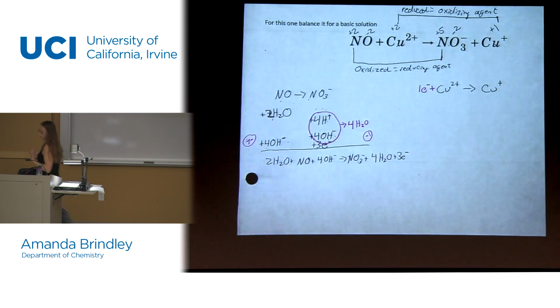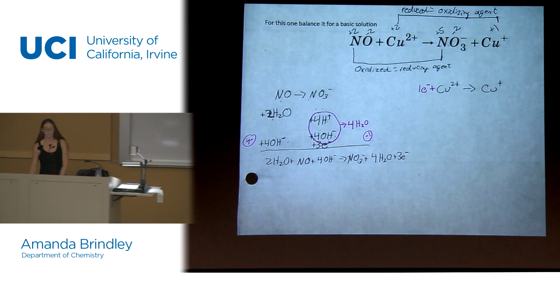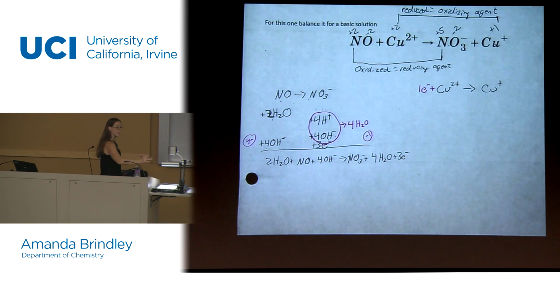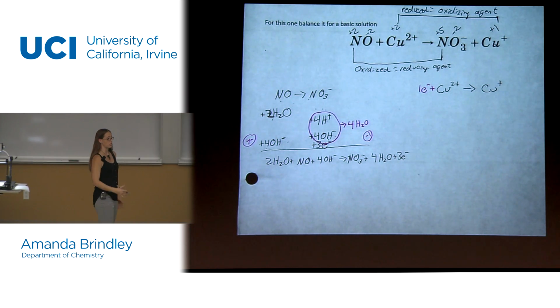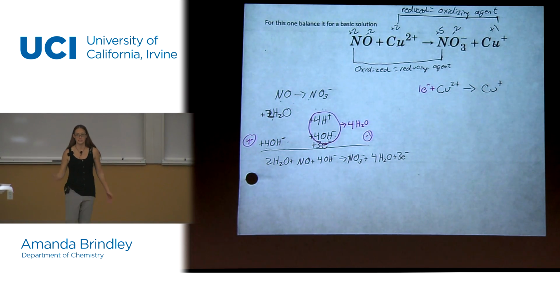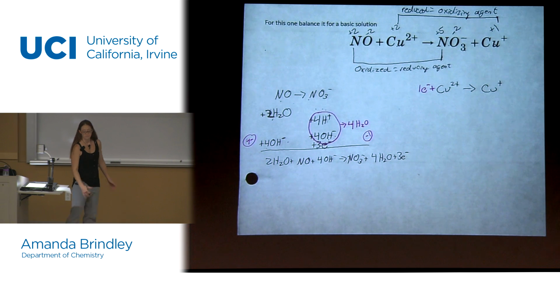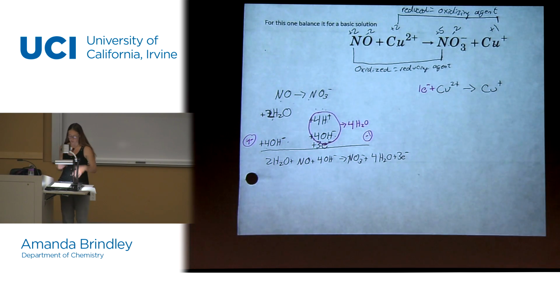You add them to the more positive side because the electrons are going to bring it down in charge, right? Be careful of that. The electrons are going to bring it down in charge, so you add it to the more positive side, which in this case is the minus 1. And now you rewrite.